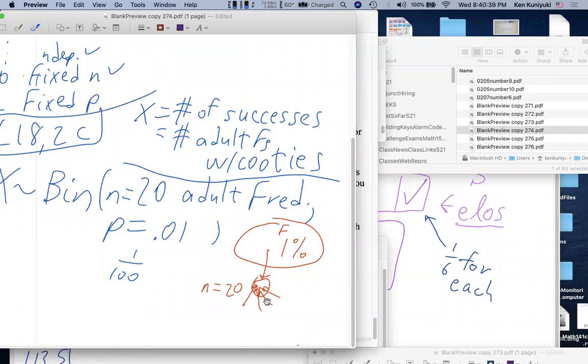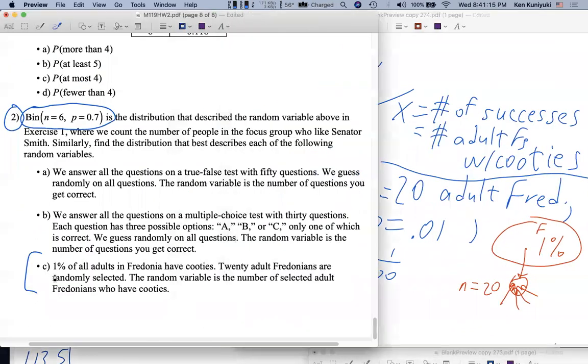Now, bear in mind, you might be saying, well, wait a minute. If we're sampling without replacement, don't we have dependence? Yeah, but remember the sampling rule. If you have millions of Fredonians and you're sampling 20, we may as well assume independence, because even if you allowed yourself to call the same person twice, it's so unlikely you're going to do that anyway. Okay, so we allow the independence assumption. But that explains why, for any given person in this study of 20 adult Fredonians, there's a 1% chance that person has cooties. I'm assuming that you're assuming that I'm giving you a correct statistic here.